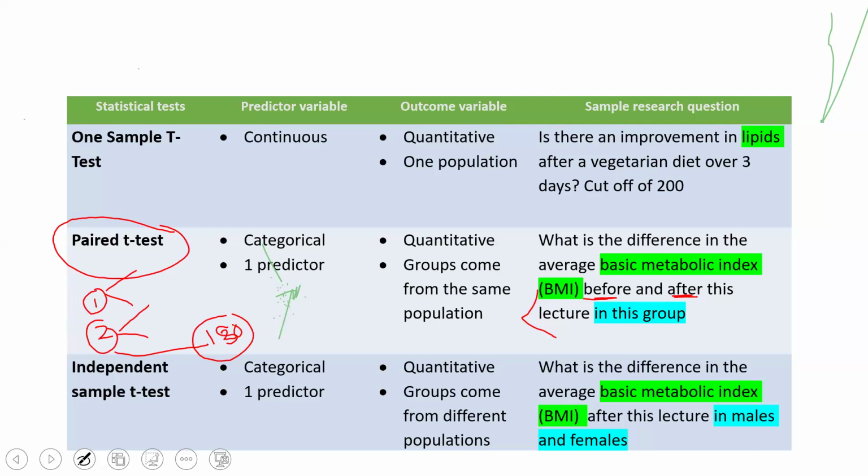And then in the independent group, I just want to check if there's a difference in the BMI after this lecture. That is the outcome, BMI 2, among the gender. I'm checking between male and female. Please note the difference here. The difference in this one is in one single group, but in this other analysis, it is 2 different groups. 2 different groups.